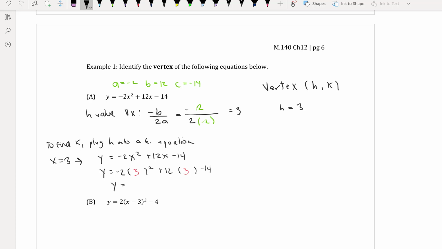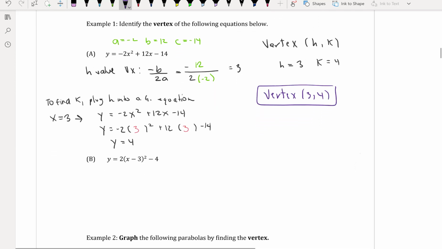So I'm just going to plug this into my calculator. So I have a negative 2 parentheses, positive 3 squared plus 12 times 3 minus a 14. And I get it to be a positive 4. So that tells me that my k value is going to give me a positive 4. So now, without a doubt, I can tell you that my vertex is going to be 3, 4.